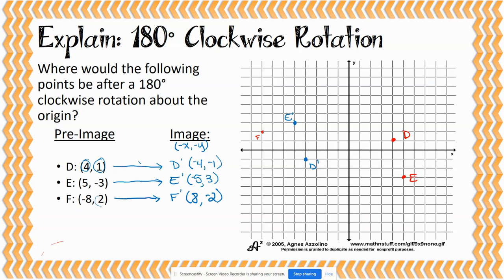Well, since F is here, if I'm going to rotate it 180 degrees, then I know that it should end up down here in quadrant 4. So let's see if that works. If F goes to (8, -2), then I would be right 8, and then down 2. And I end up right here. So it does look like F was rotated 180 degrees.